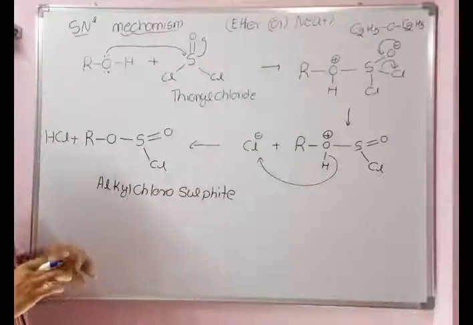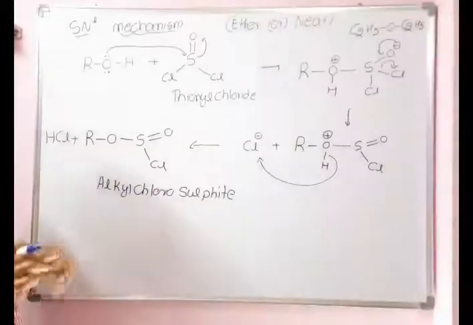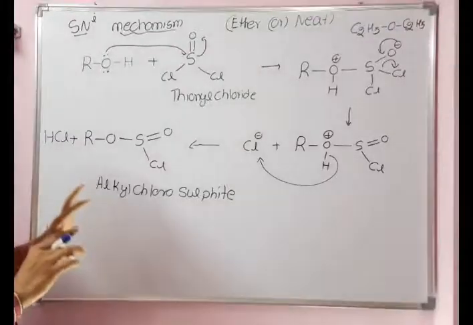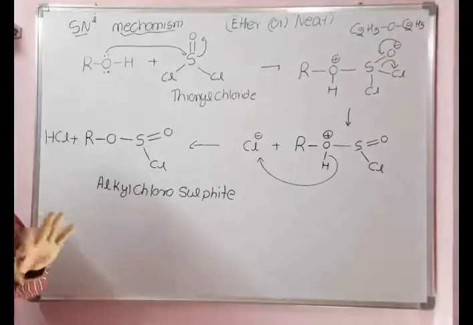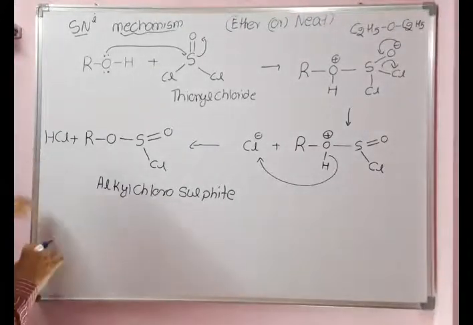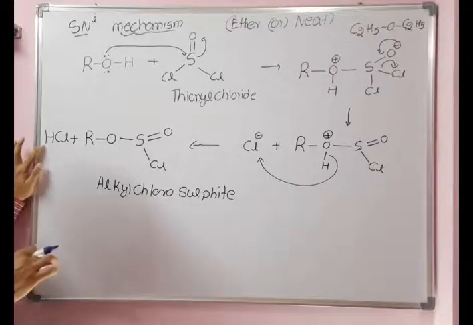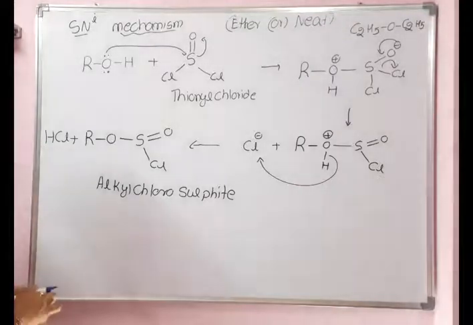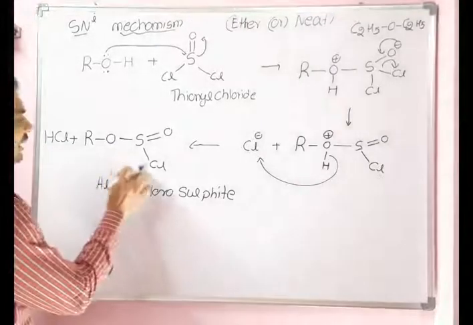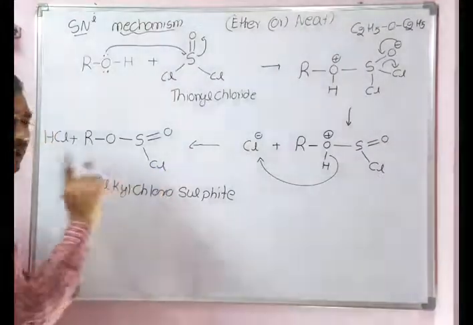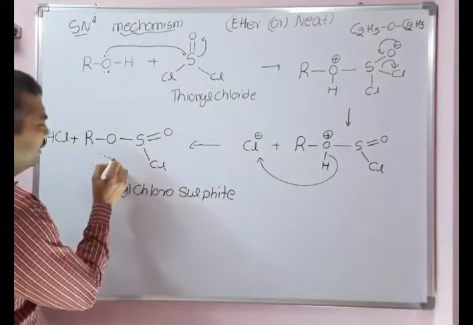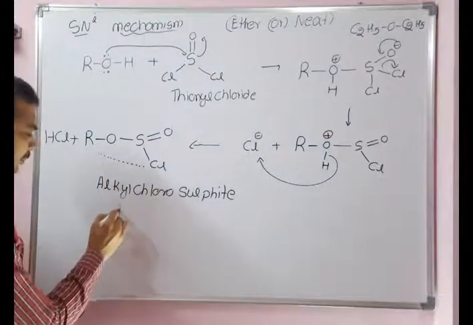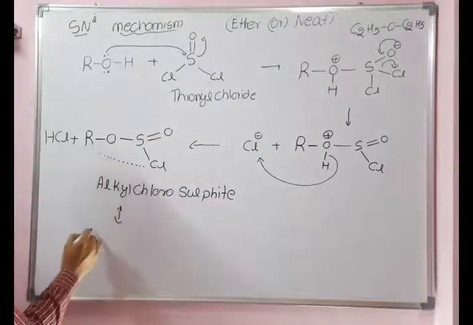In both cases, either if you use ether or without solvent, HCl is like an acid only. It will not act as a source for Cl minus ion. It will simply be eliminated from the reaction during the evaporation. The only source is the Cl at alkyl chlorosulfide. So this is the intermediate and a 4-centered transition state is formed. Let's see the 4-centered transition state.